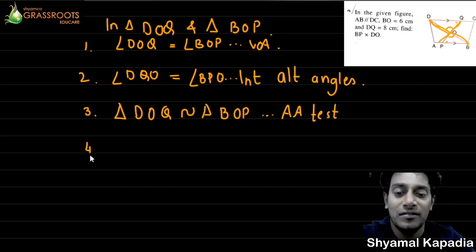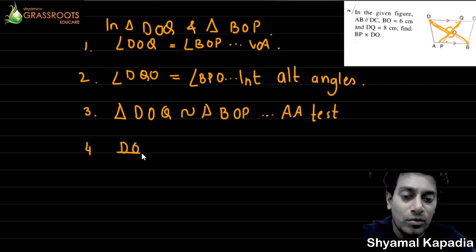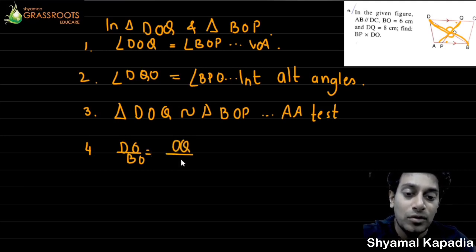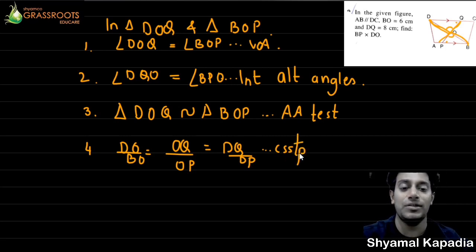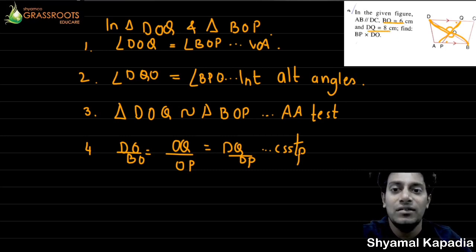Write the ratio: DO by BO, OQ by OP, DQ by BP. CSSTP. Now look at the question. In the question, BO is given as 6 and DQ is given as 8. Okay, so check this out.